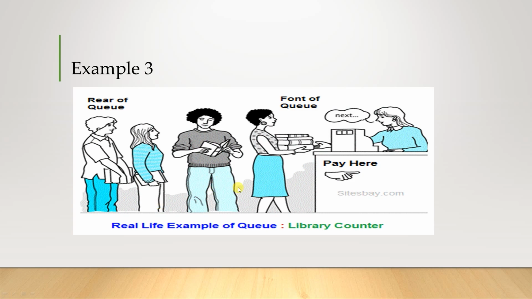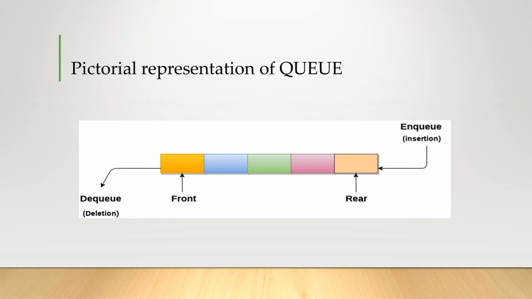The person who is standing in the front, their book will be issued first, and similarly the person who is standing at the end, their book will be issued at the end. So this is actually how our queue data structure is going to work. Now let us see how we can pictorially represent the queue.